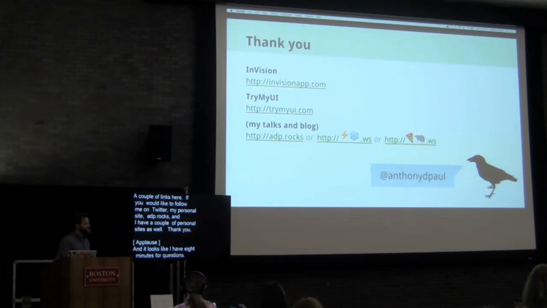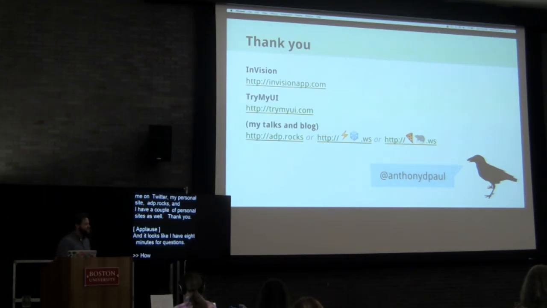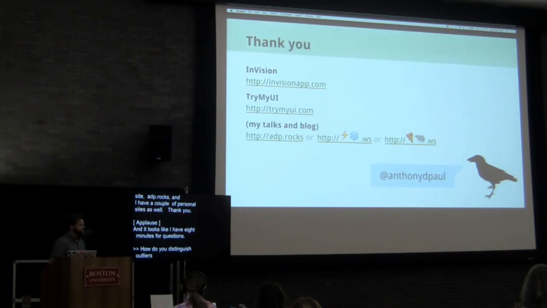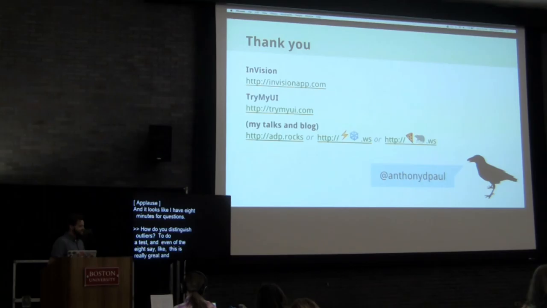How do you distinguish outliers, in the sense that if you do 8 tests and 7 of the 8 say this is really great and one person gives you a bad one, do you just go, yeah, the person's an idiot, I'm not going to count that?